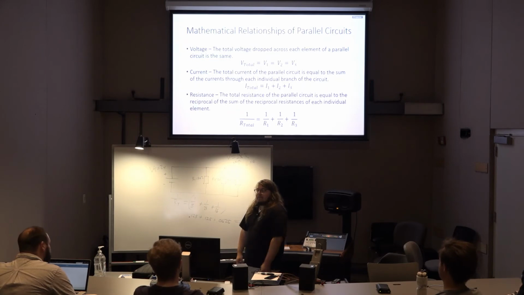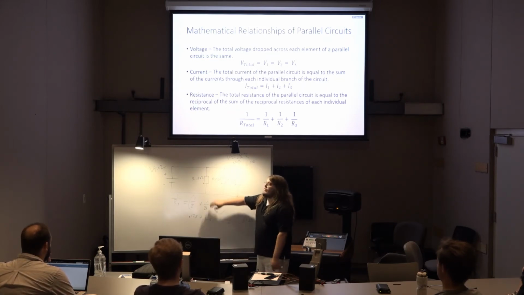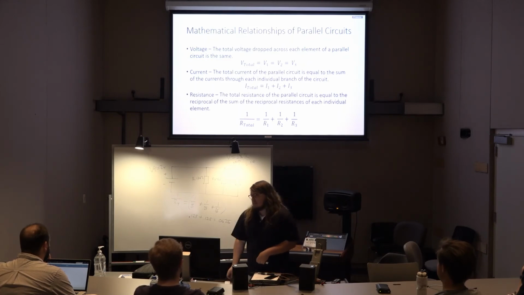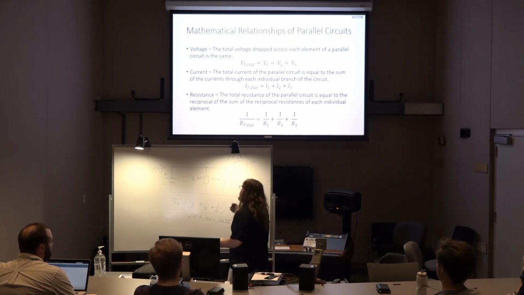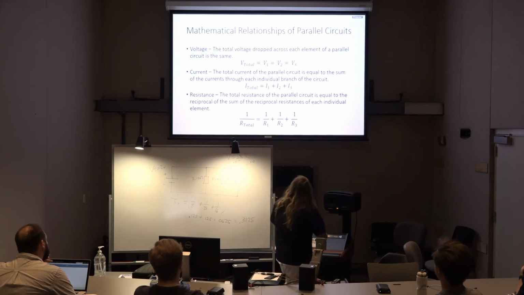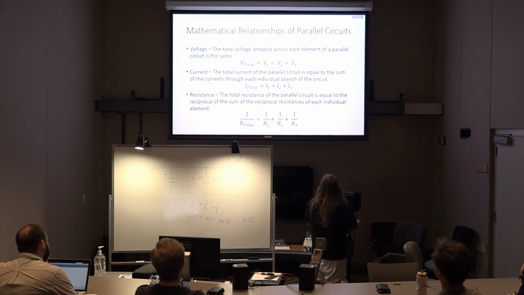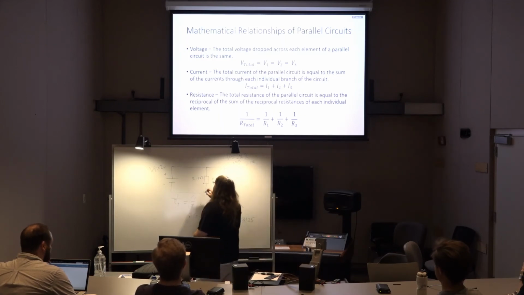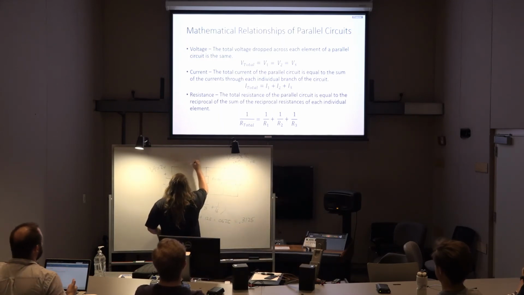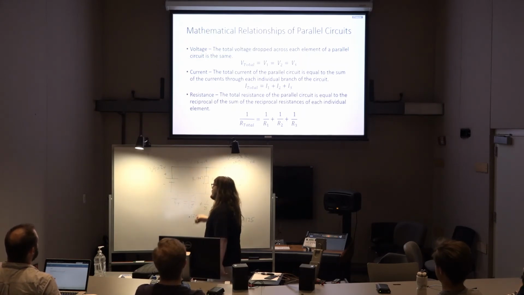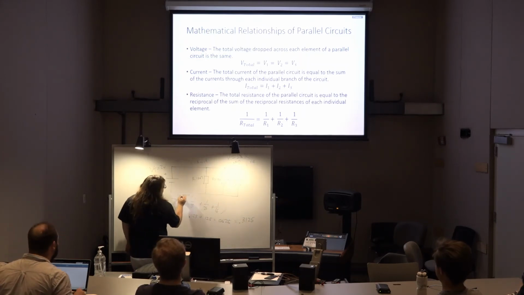We don't really have enough time to go through the current through each branch, unfortunately, because we're bumping up on time. But briefly, the total current through the parallel circuit is equal to the sum of the currents through each individual branch. So if we have 625 milliamps through the whole circuit here, we have to have 625 come back.